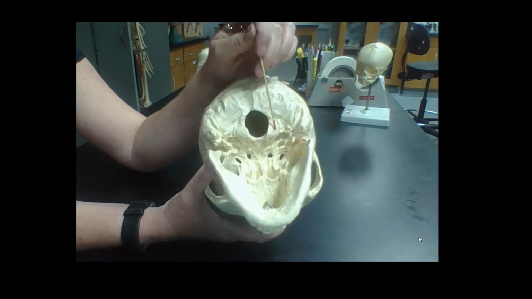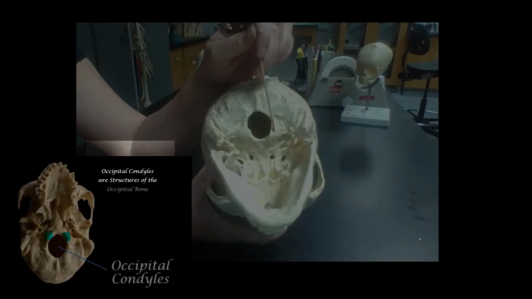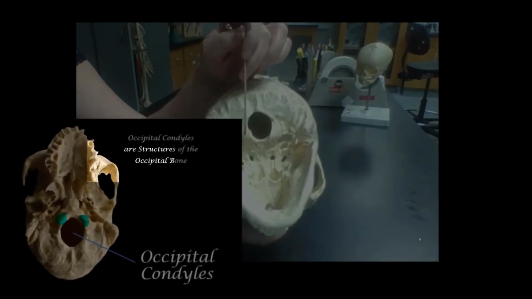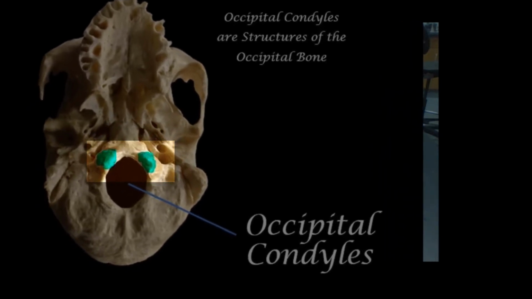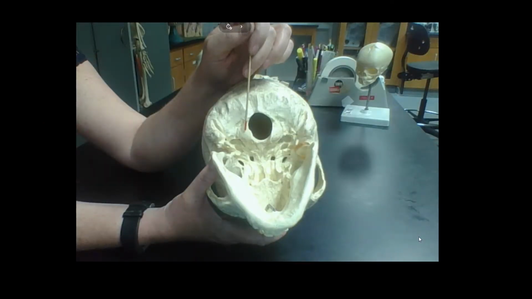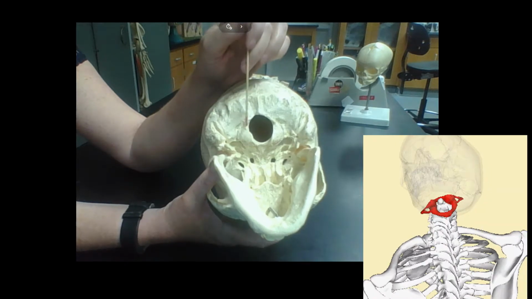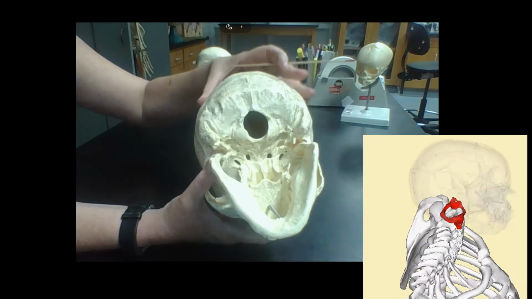And there are two articulation points, one here and one here. And these are like little knuckles, if you will, that kind of protrude out. These are the occipital condyles. And these points are going to articulate with the C1 vertebrae so that your head can move around, which is always a good thing.